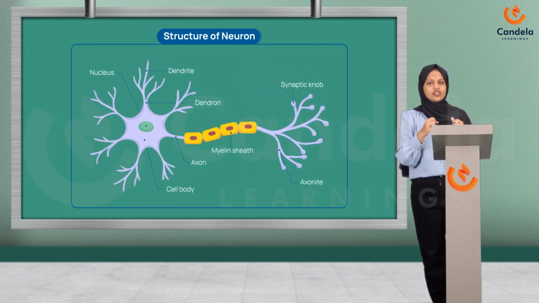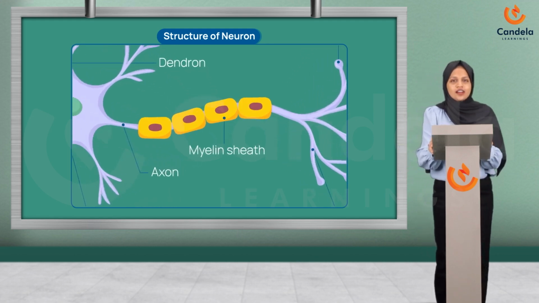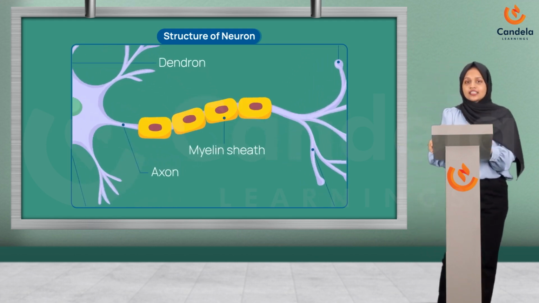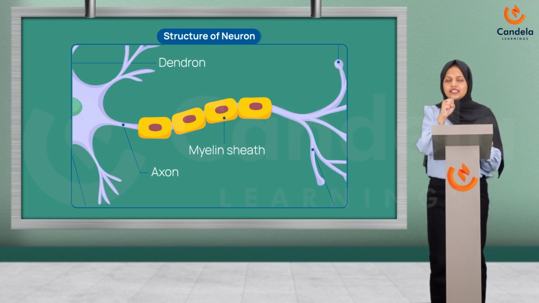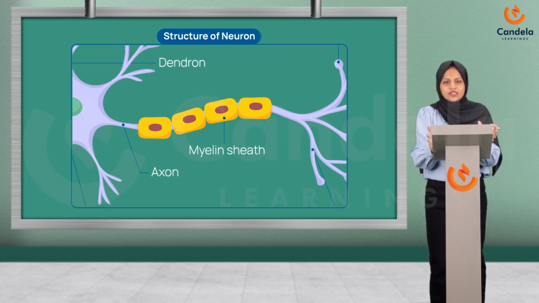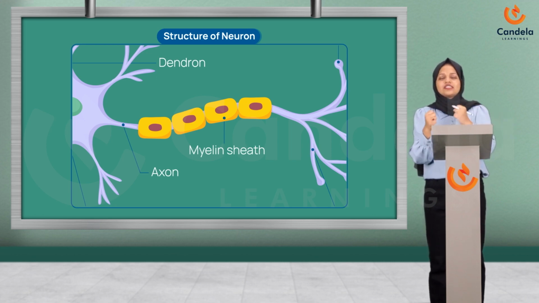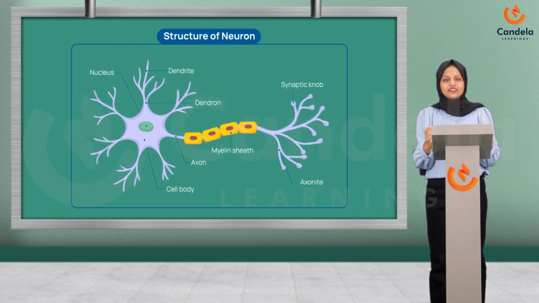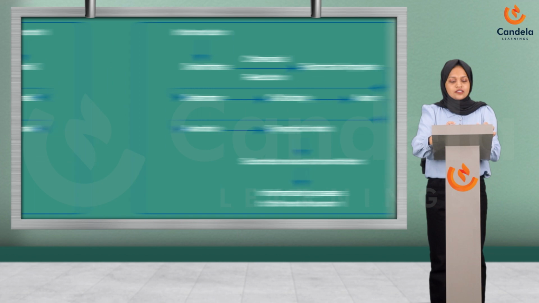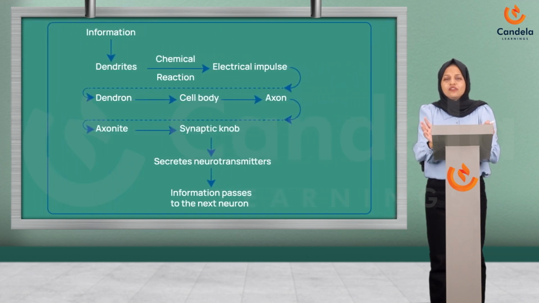Now when you closely examine the axon, you can see that it is being surrounded, or covered, by something, right? Now the axon is covered by what, children? It is covered by the myelin sheath. This myelin sheath protects the axon from external injuries or shocks and all. So this is all about the structure of a neuron. Next we'll see how information passes through a neuron.